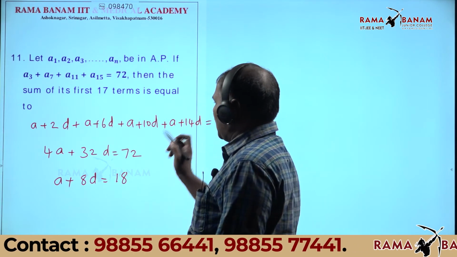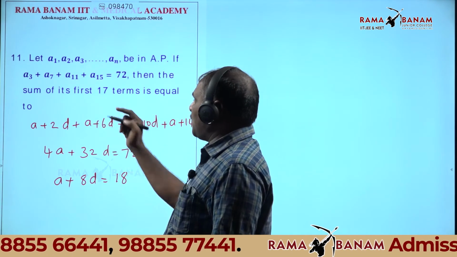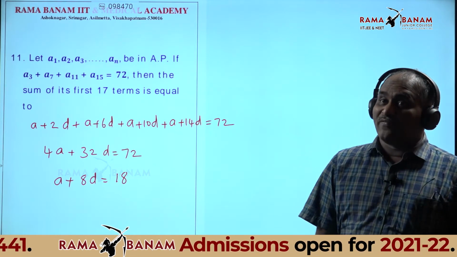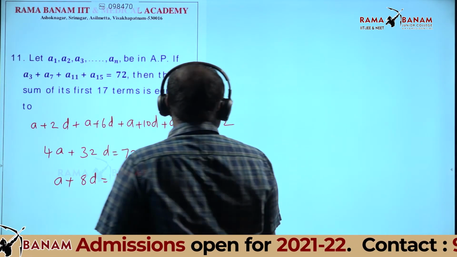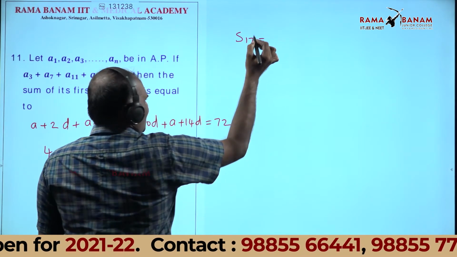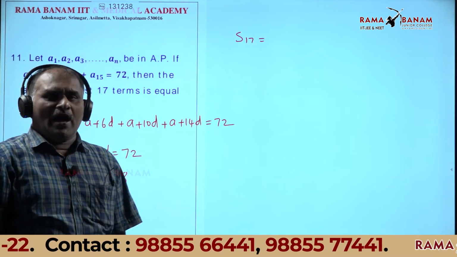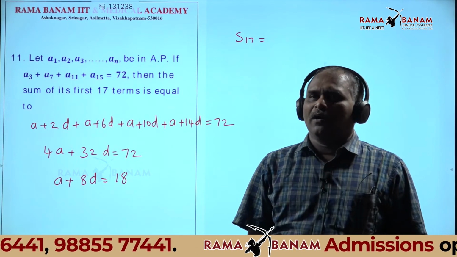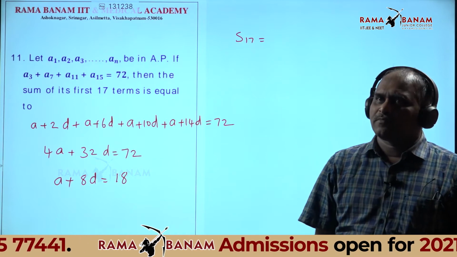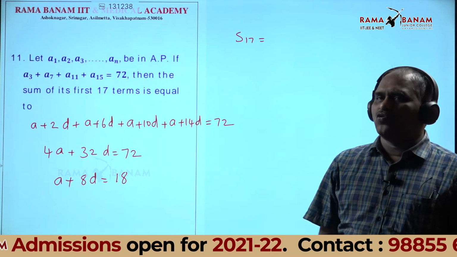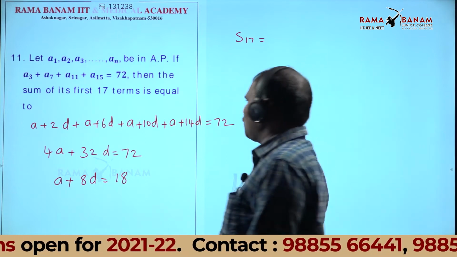But what is asked? The sum of the first 17 terms. Sum of first 17 terms, therefore S17 is the required one. What is S17? I'm given the Sn formula. What is the Sn formula? n by 2 into 2a plus (n minus 1) into d.